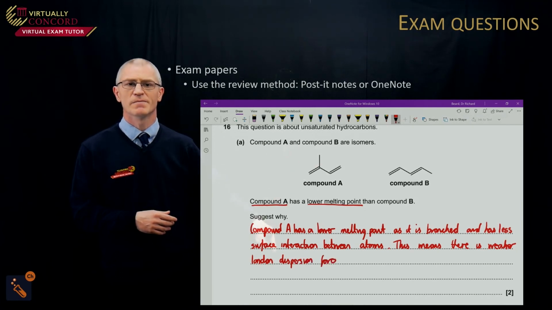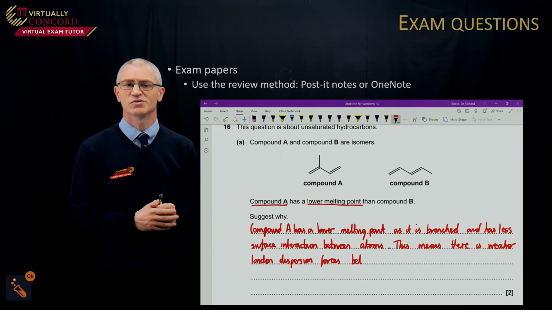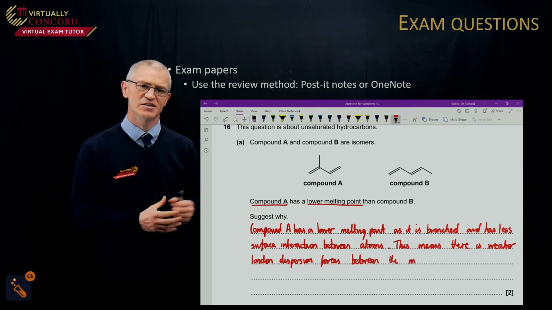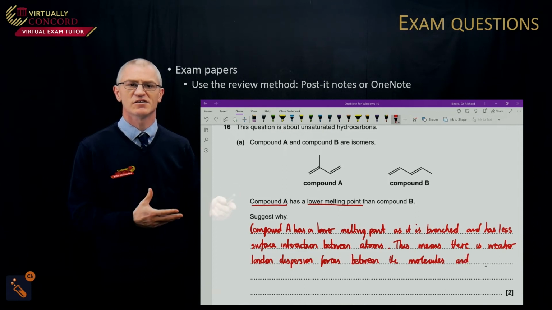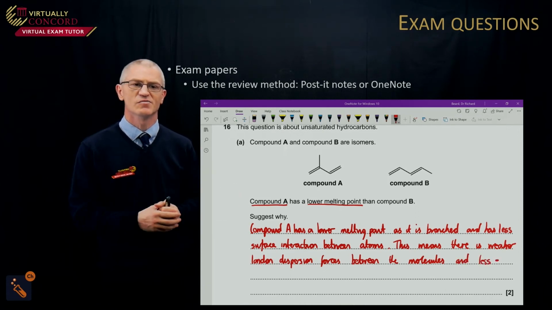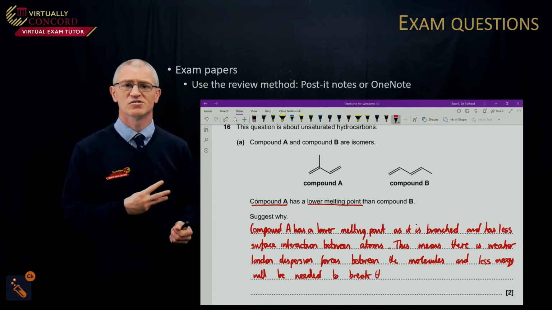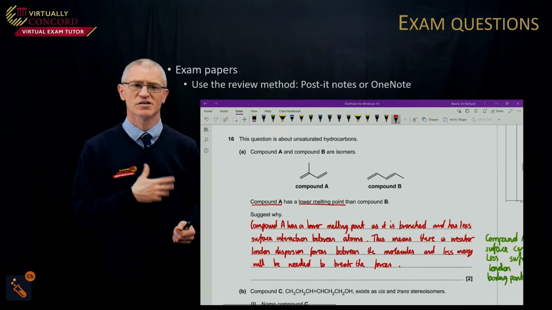Because it's branched, I'm thinking that it has less surface interaction between the atoms. That's what I've written. Now, because it's got less surface interaction between the atoms, I've then looked at the London dispersion forces, and I've said that those are weaker between the molecules, and then I've gone to look at the energy. So I've said less energy is actually required to break those forces. Okay, so I've got three parts to my question. Something to do with the branching and the surface interaction.